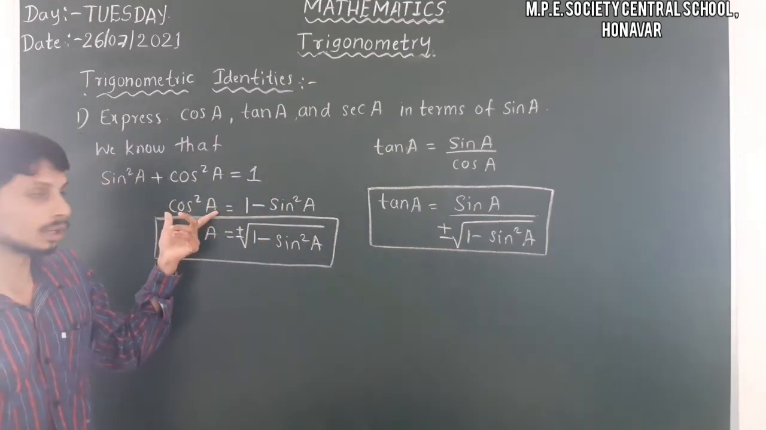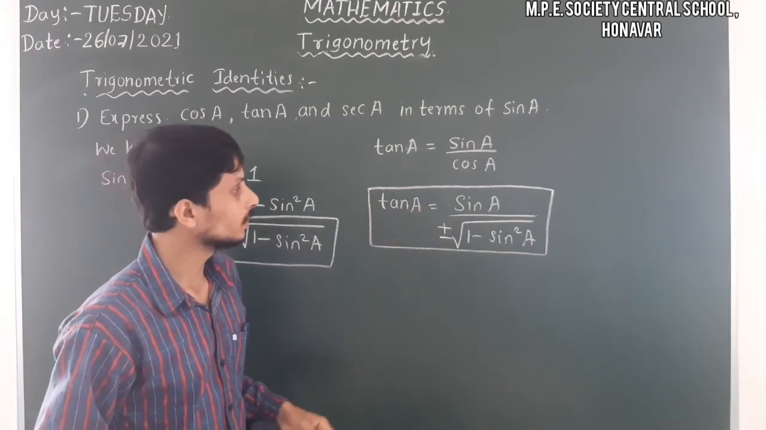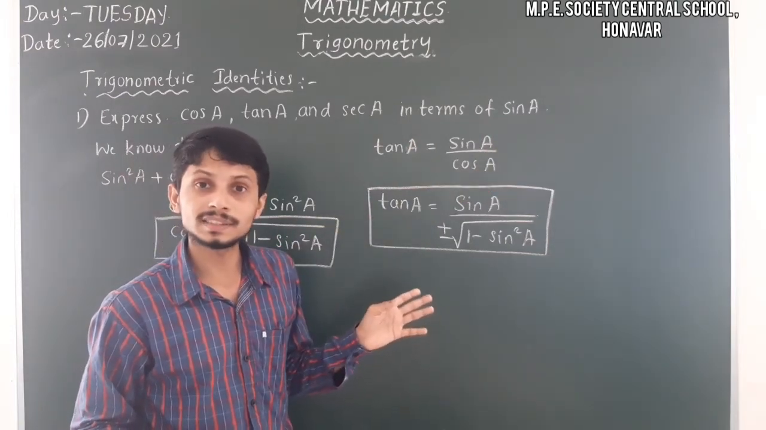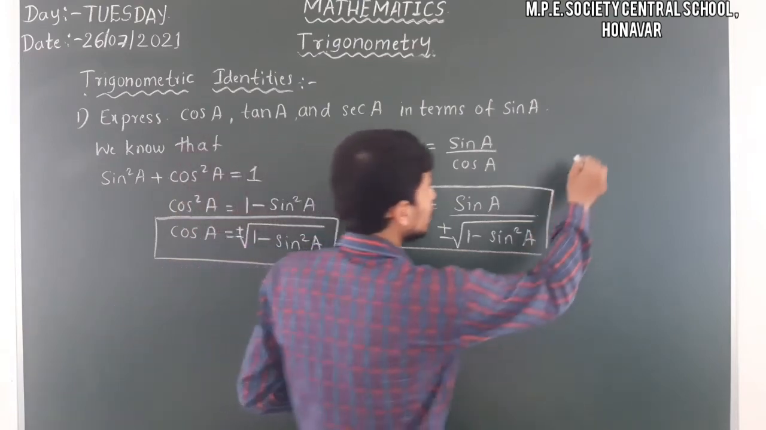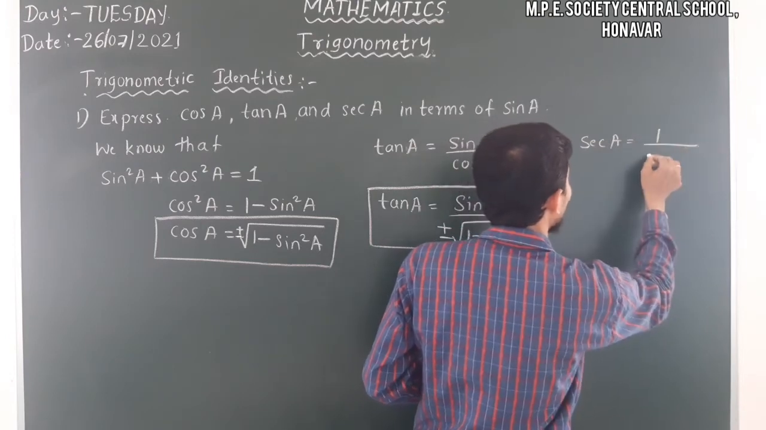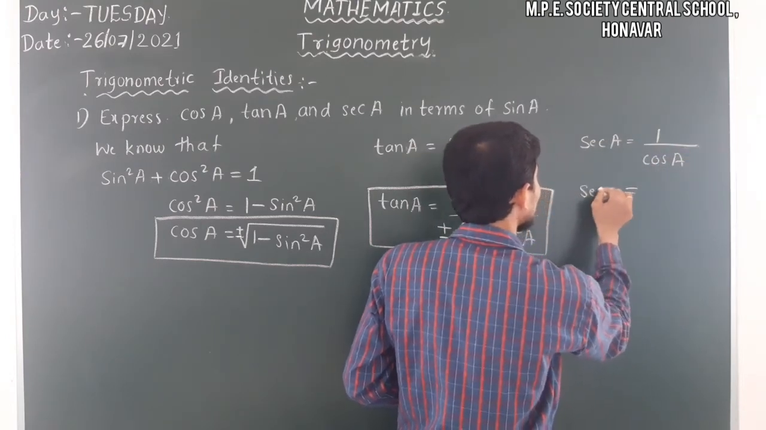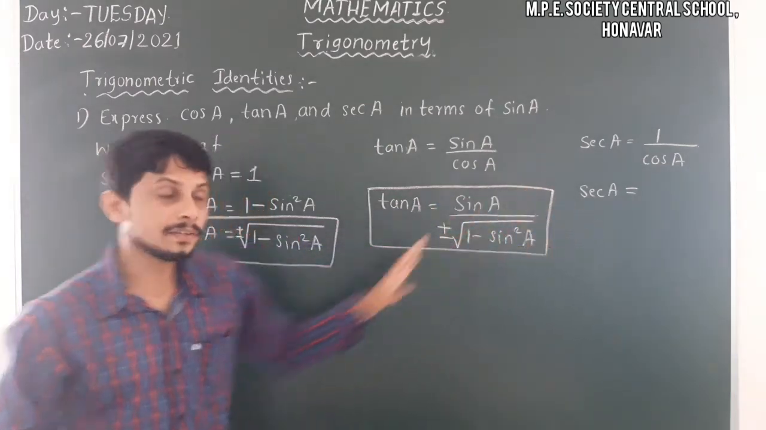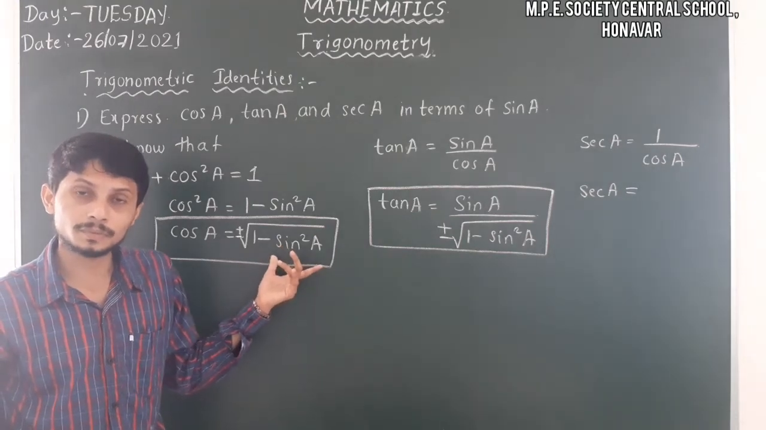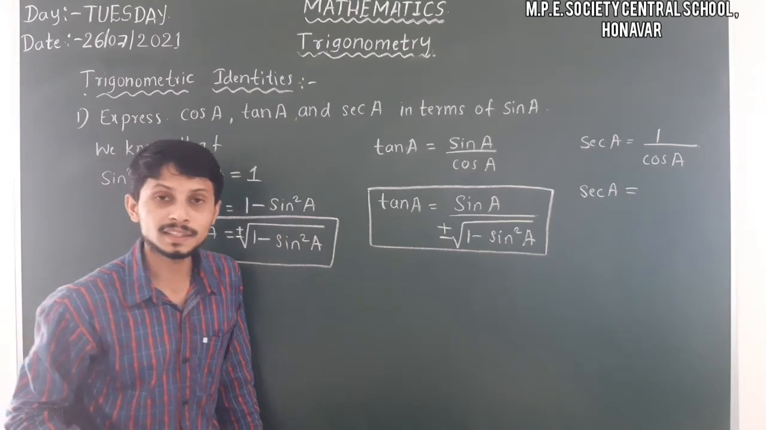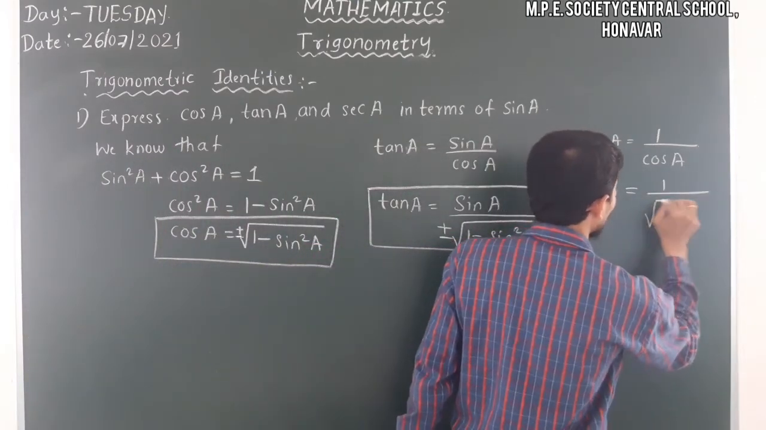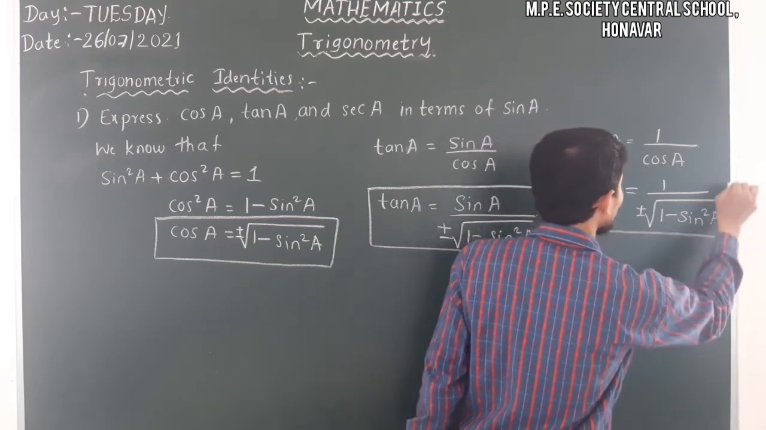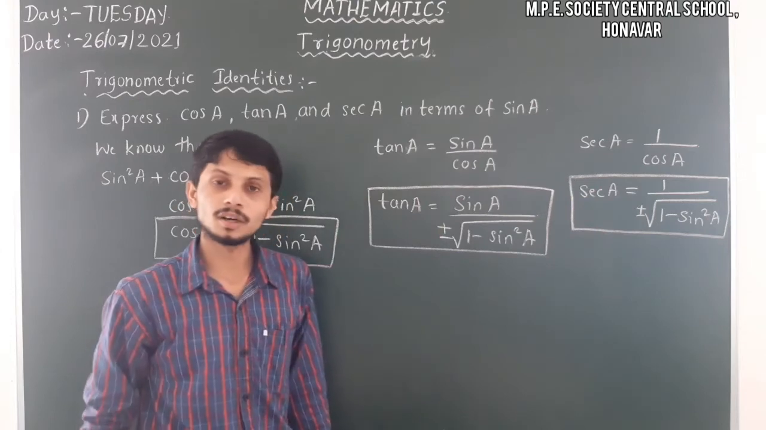So firstly we expressed cos A in terms of sine A and tan A in terms of sine A, and only secant A remains to be expressed in terms of sine A. As we already know, secant A is the inverse of cos A. So secant A is equal to 1 divided by cos A. Cos A we already got in terms of sine A, that is cos A is equal to plus or minus square root of 1 minus sine square A. So secant A is 1 divided by plus or minus square root of 1 minus sine square A. So this is the formula that relates secant A in terms of sine A.